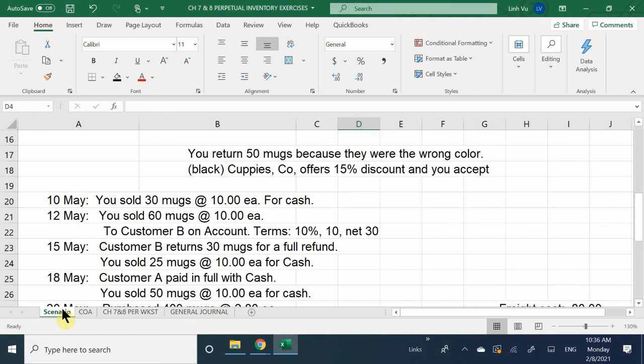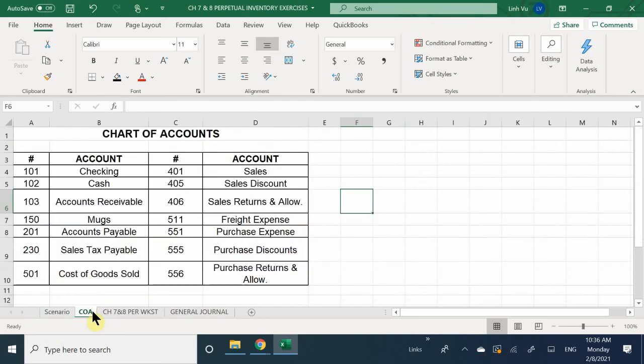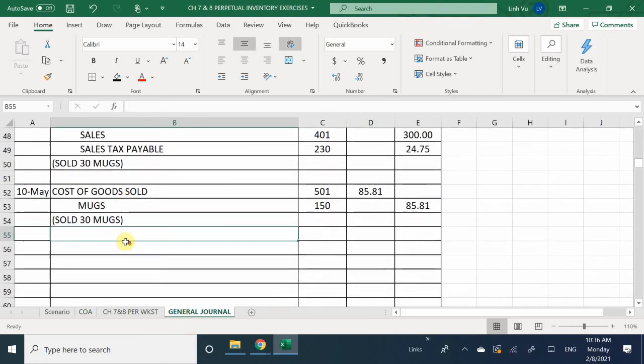So what has happened next on May 12th? We sold 60 mugs at $10 each to customer B on account terms 10, net 30. Okay. So we sold on an account to customer B. So what account are we looking at this time? Accounts receivable. Okay, good. So we actually are looking at accounts receivable. Okay, so May 12th, we have accounts receivable.